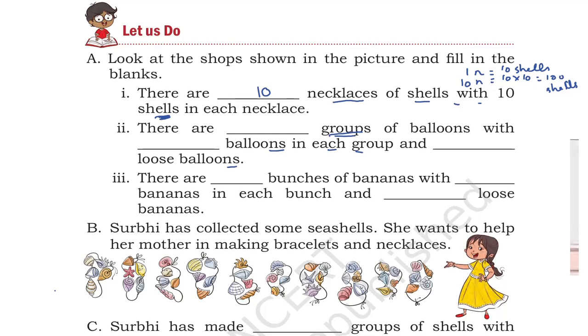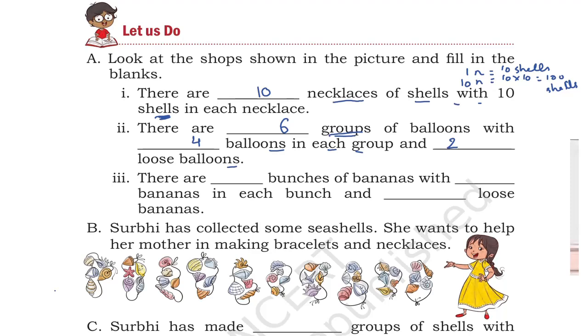I hope you were also able to do this with me. So there are a total of 6 groups of balloons with 4 balloons in each group and 2 loose balloons. Next question we have is, there are dash bunches of bananas with dash bananas in each bunch and dash loose bananas. Again, same question as the previous questions.